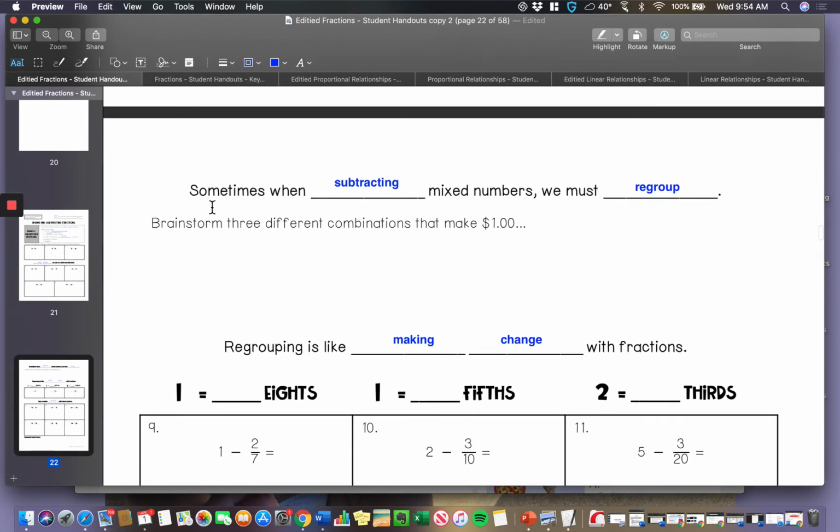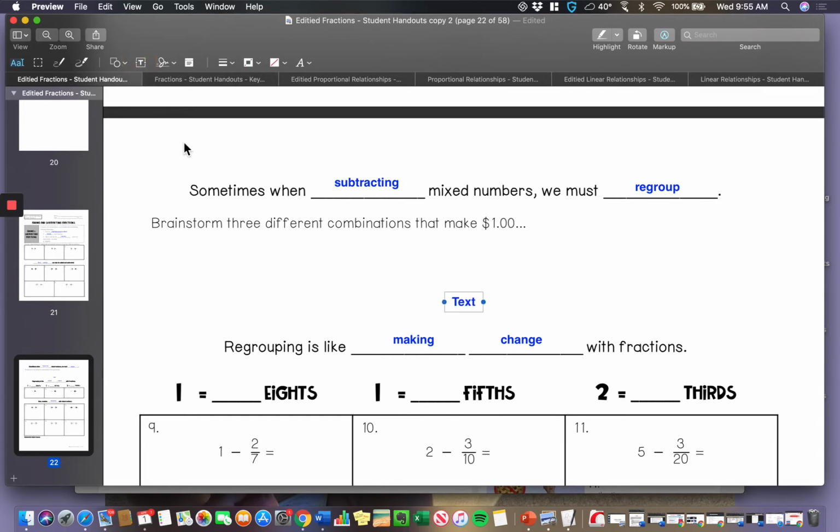Alright, so on the second page of your packet it says, sometimes when subtracting mixed numbers, we must regroup. So brainstorm 3 combinations to make $1. So you can brainstorm any combination of coins that will make $1.